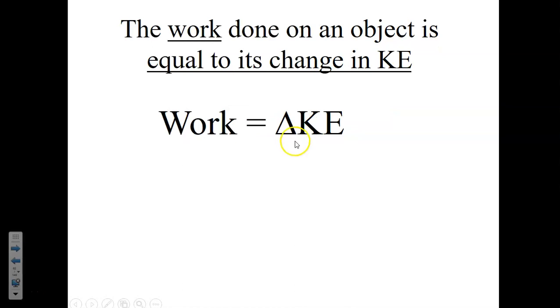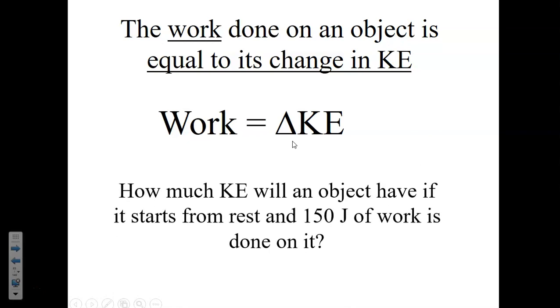Okay. So the work done on an object, if it doesn't go into another slot, that work done is equal to the change in kinetic energy. So how much kinetic energy will an object have if it starts from rest and 150 joules of work are done on it?